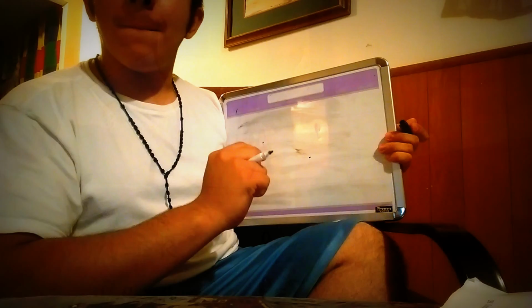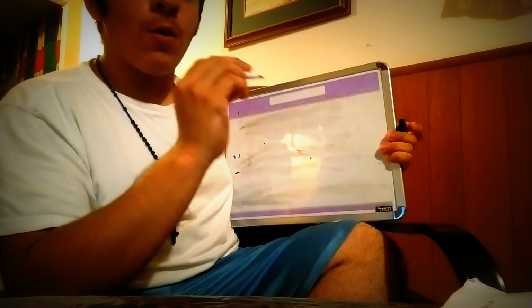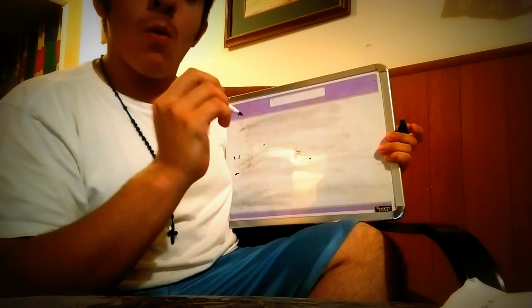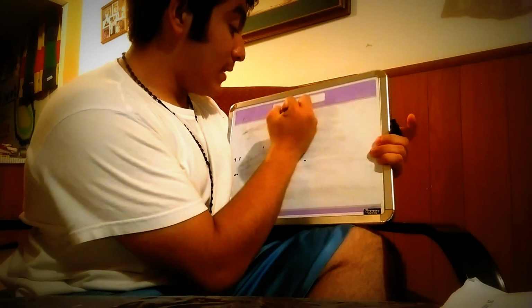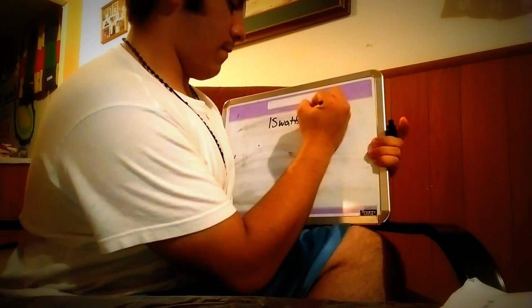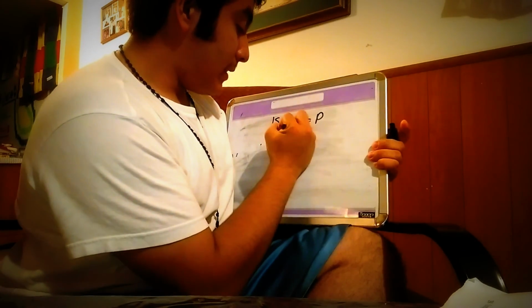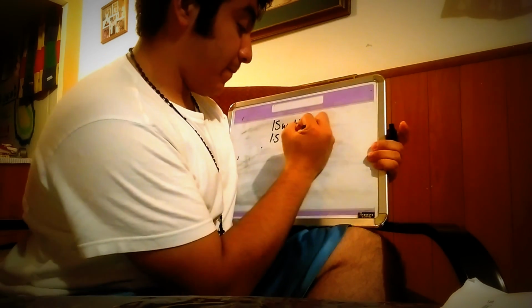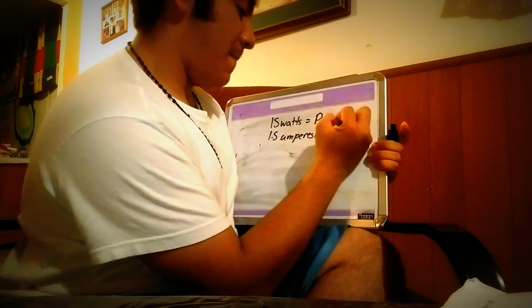And now we're going to do some math using these equations. So our first question is, a 15-watt motor draws a current of 1.5 amps. What's the voltage? So first, what we do is we figure out what 15 watts is, and that is power. And then we figure out what 1.5 amperes is, or A, and that is I. So we have to find V.